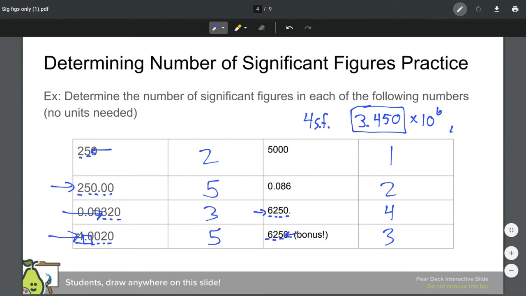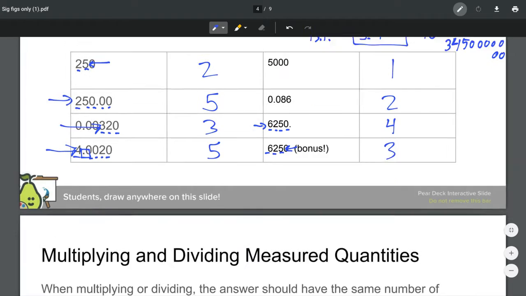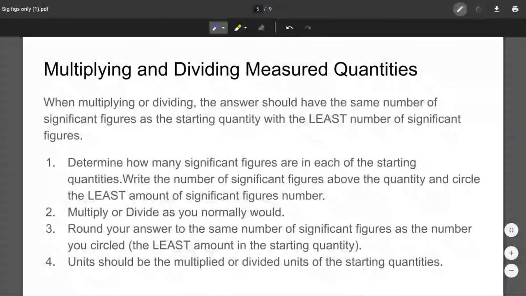If I were to write it out, 3450, and then I added in 6 zeros, and they actually go off the page, then I would read it differently. So this is why if we give you a number in scientific notation, you can assume that everything in the base is significant. All right, so let's deal with calculations.